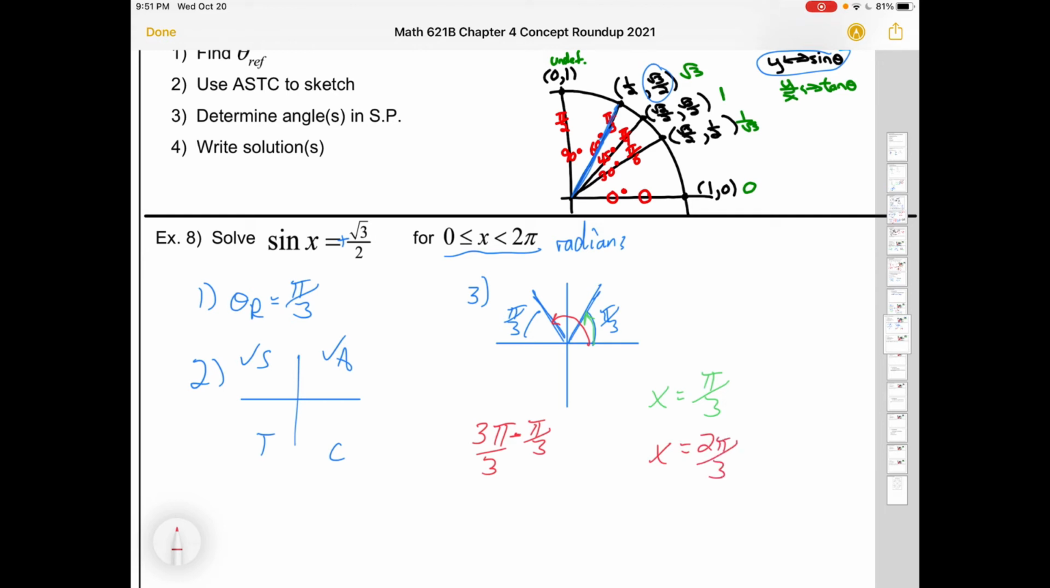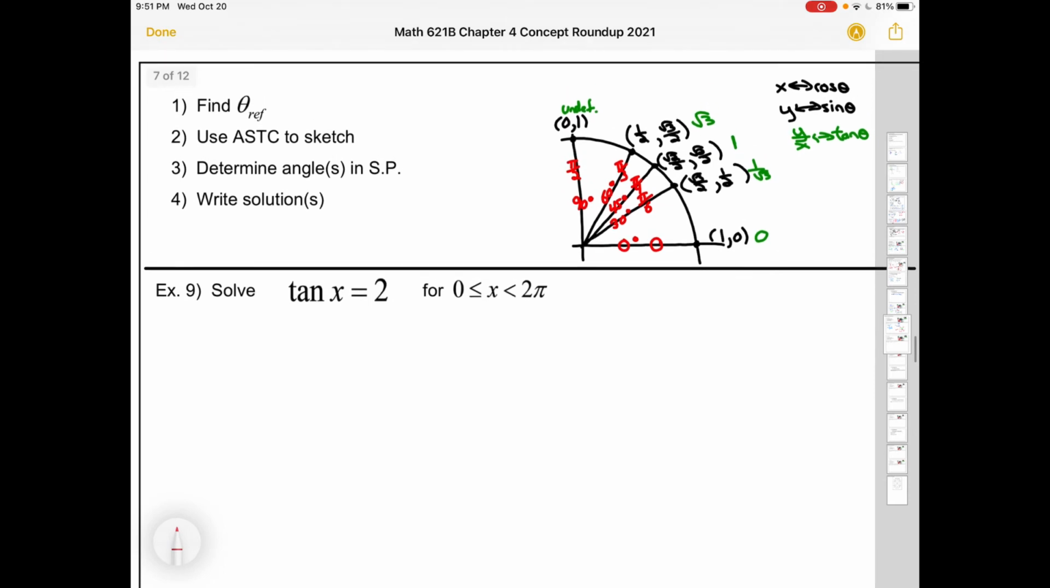Alternately, you can do this whole thing in degrees and switch at the end, but it can be kind of cumbersome, and you don't get more used to working in radians that way. If the question's given in radians, the final answer should be in radians.